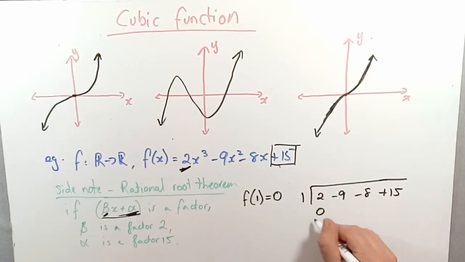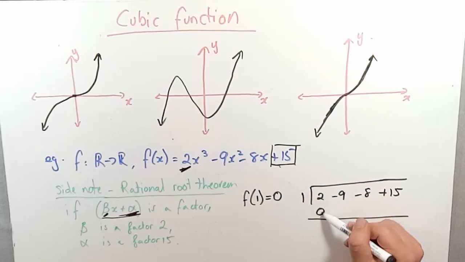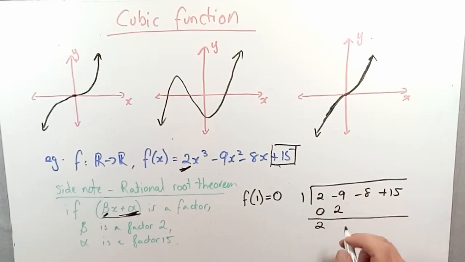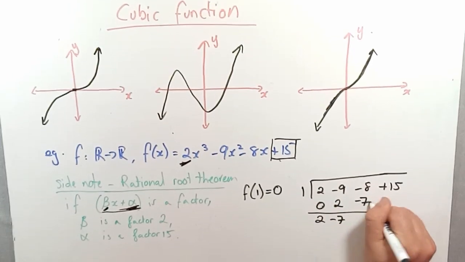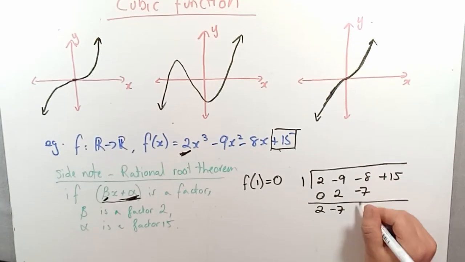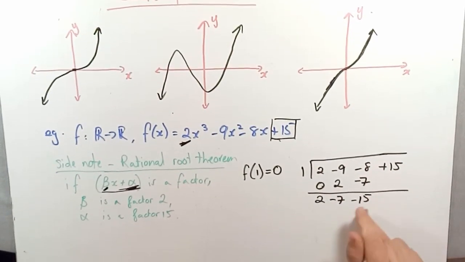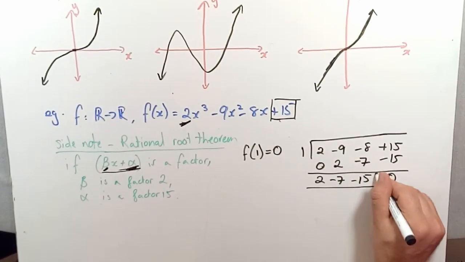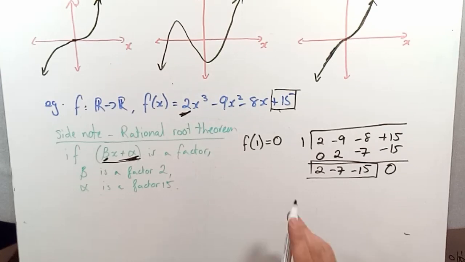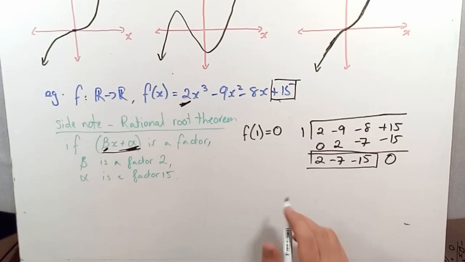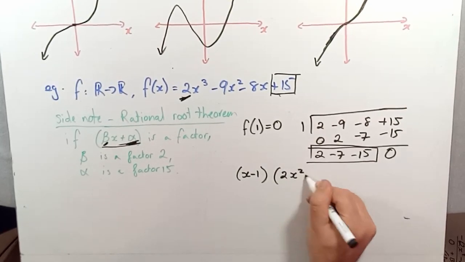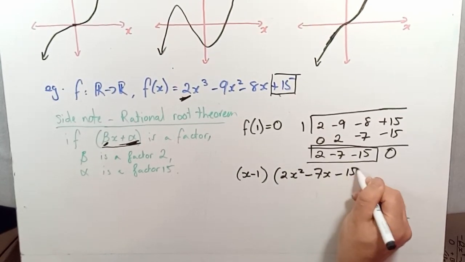Okay, so I put a 0 here. Watch this: 2 plus 0 is 2, 2 times 1 is 2, negative 9 plus 2 is negative 7, negative 7 times 1 is negative 7, negative 8 minus 7 is negative 15, negative 15 times 1 is negative 15, 15 minus 15 is 0. Okay, perfect. So there's my coefficients of my quadratic. So that was easy. So I've got x minus 1, 2x squared minus 7x minus 15.